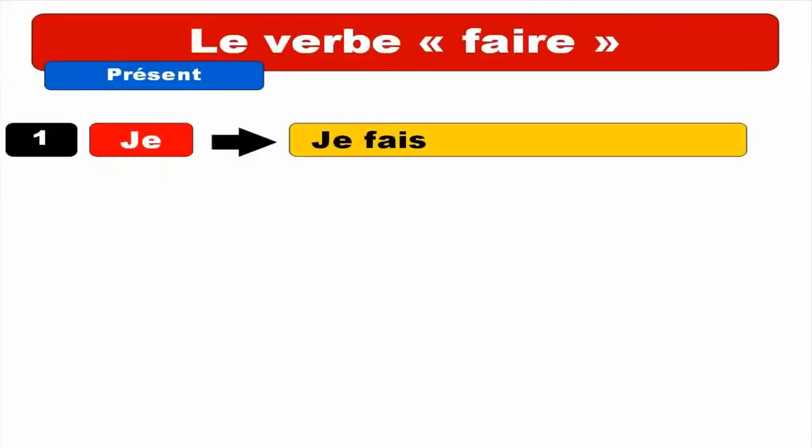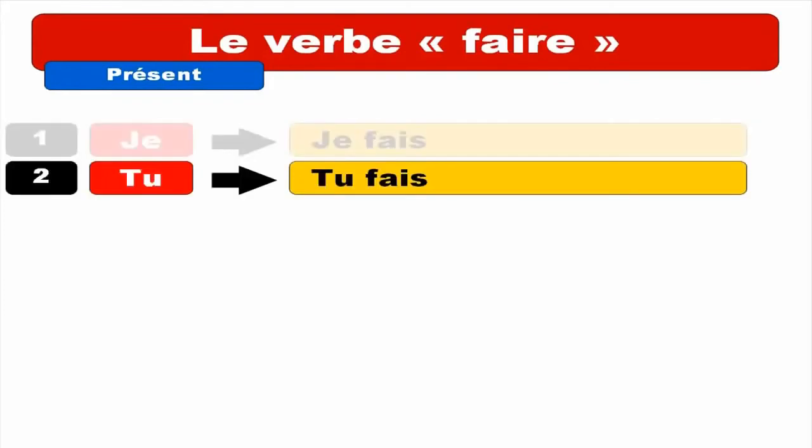First form for je, it's je fais. The final S is not pronounced. Je fais. Repeat. Je fais. Second form, tu fais. Same form, same pronunciation. The final S is not pronounced. Tu fais. Repeat. Tu fais.